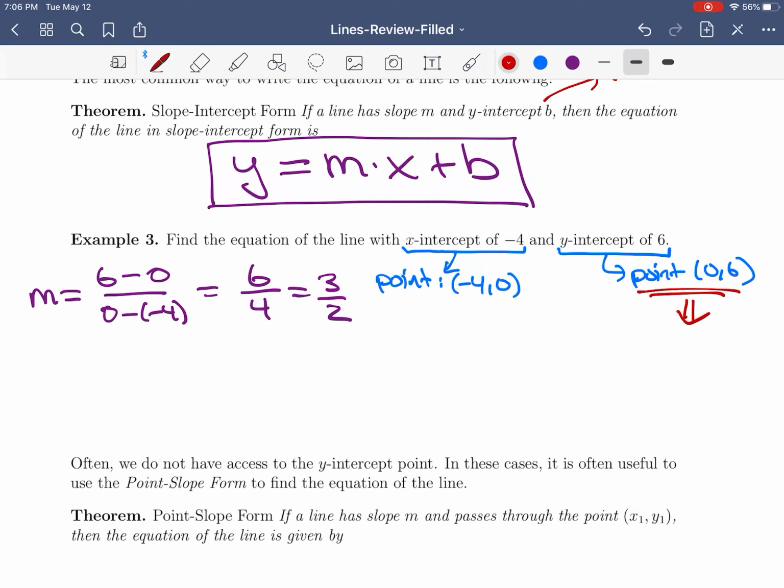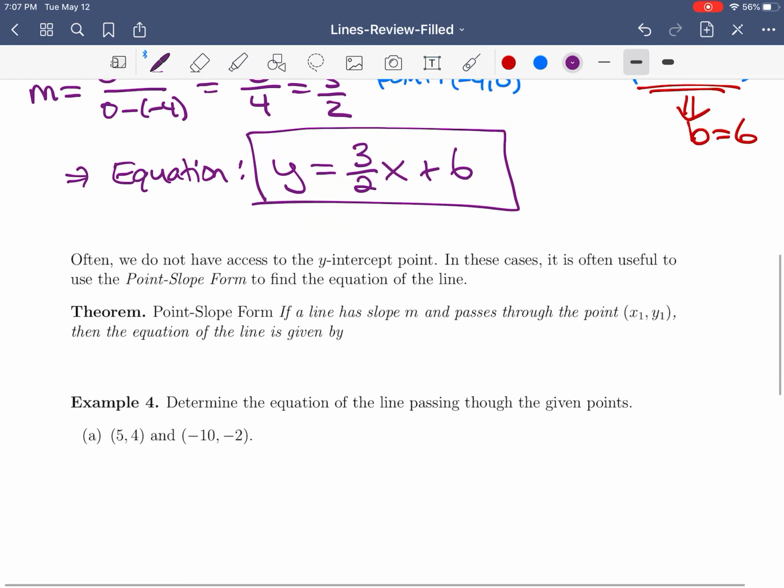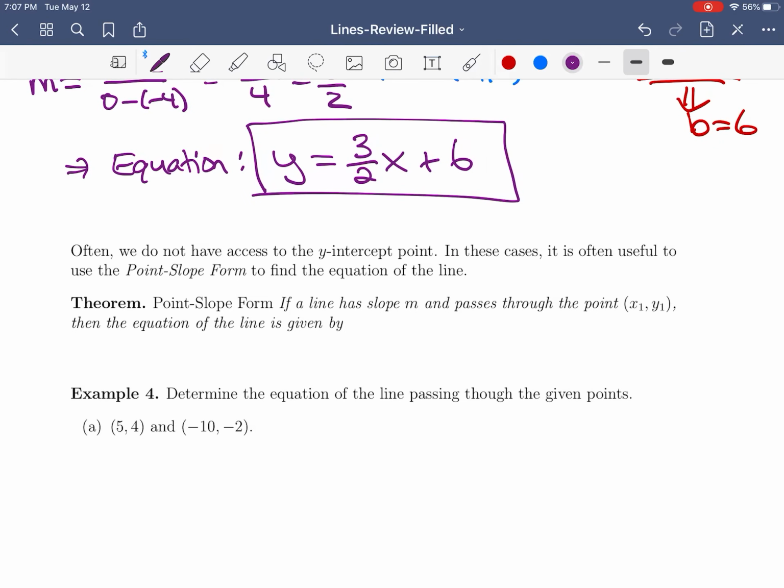So that's our slope, and we already know our y-intercept, so that means our b value is 6. So our equation in slope-intercept form is going to be y equals 3 over 2 x plus 6. Often, we don't have access to the y-intercept point, so we might have a different point. Okay, so when we make the equation of a line, we either need 2 points or the slope and a point. And if we have 2 points, then we have to find the slope first.